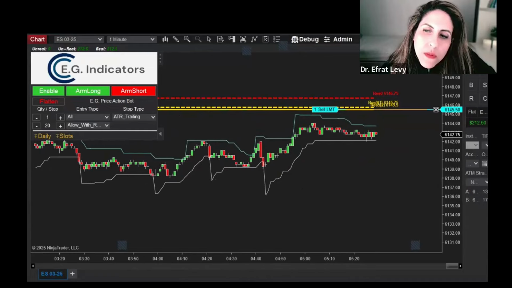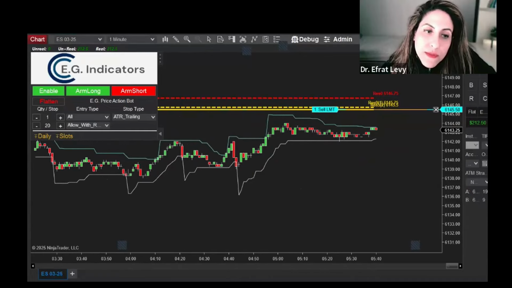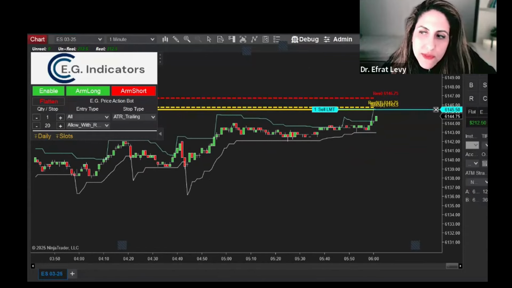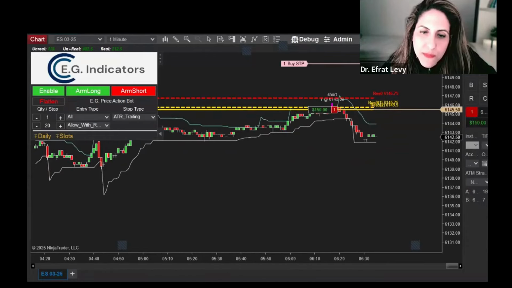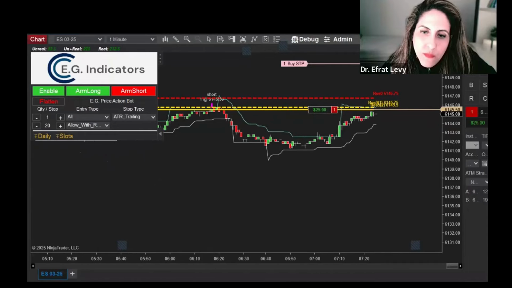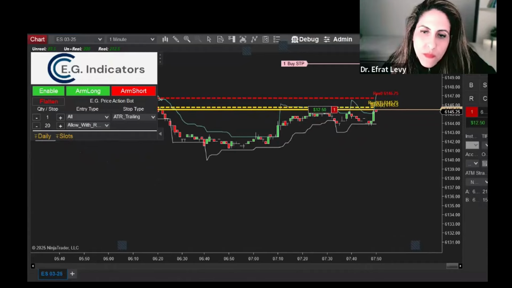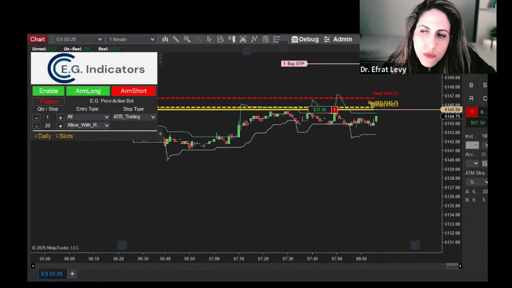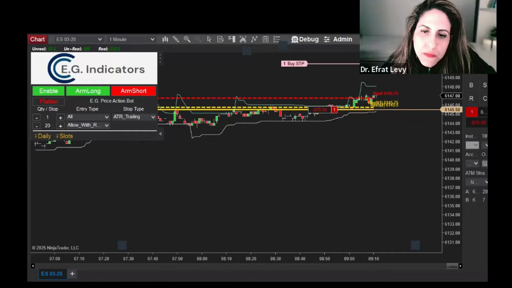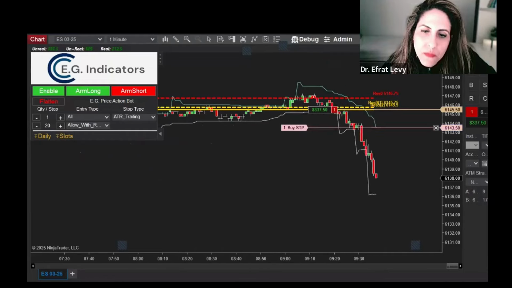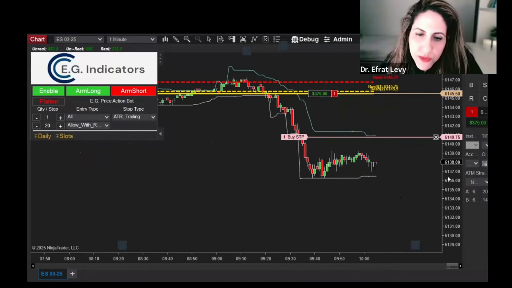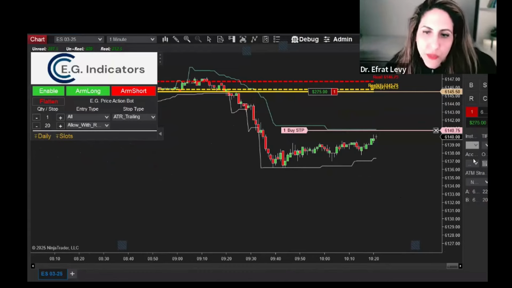Okay, the reason it cancels the orders is this is the setting, cancel if not filled. Okay, so it uses the ES trailing stop to trail the stop loss.